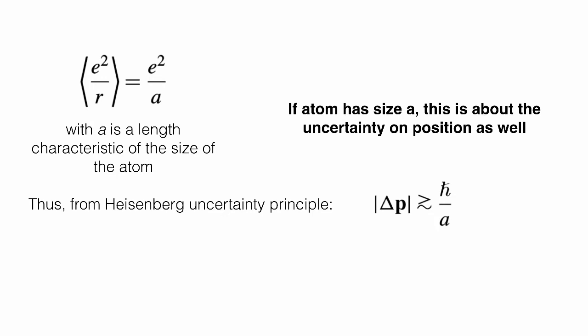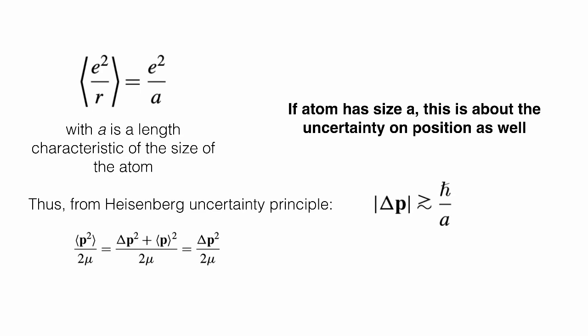The kinetic energy, of course, from the Heisenberg principle, we know that the uncertainty on the momentum will be larger or equal to h bar over a. Why? Because we know that the uncertainty over the position is at most a, or is around a. Or we can say it's a over 2. It doesn't really matter. Let's say it's a over 2, so that the absolute value of the uncertainty on the momentum due to the uncertainty principle would be larger or equal to h bar over a.